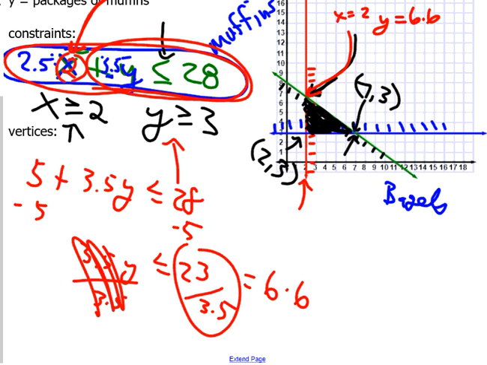Now, how do we optimize? This is an intense lesson because we got to even do optimizing.